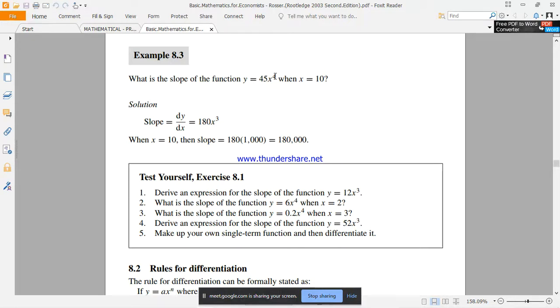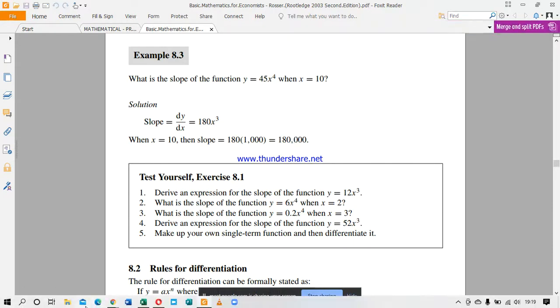But of course, we have to pay attention to what the question is asking. The question in this case is asking us to find the value of the slope of this particular function when x is 10, which means after finding the derivative, whenever there's x, I'll put 10 and raise that to the third power. 10 raised to the third power is just 1,000, so 1,000 times 180 is 180,000. That is how we find the slope of any given function.